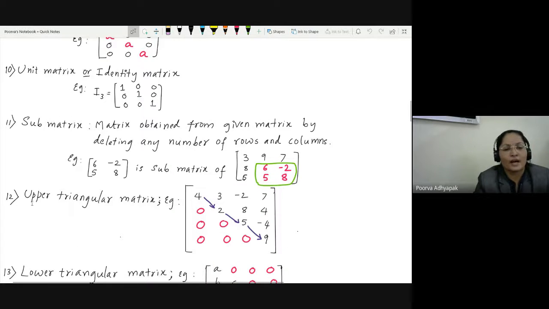Coming to the next one, upper triangular matrix. Here one example I have taken. If you see that 4, 2, 5 and 9, these are diagonal elements, and all the elements below these diagonal elements will be 0. These 0, 0, 0, 0, 0 and 0 I have shown with red color. Here all the lower triangular elements are 0. Then this is called the upper triangular matrix.